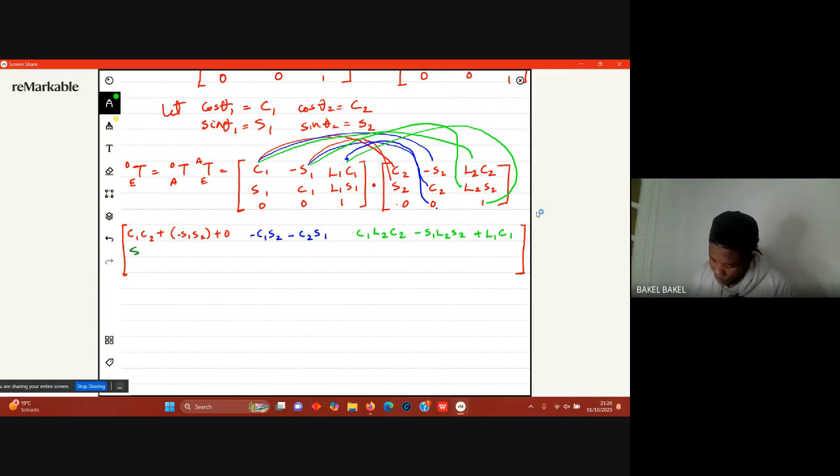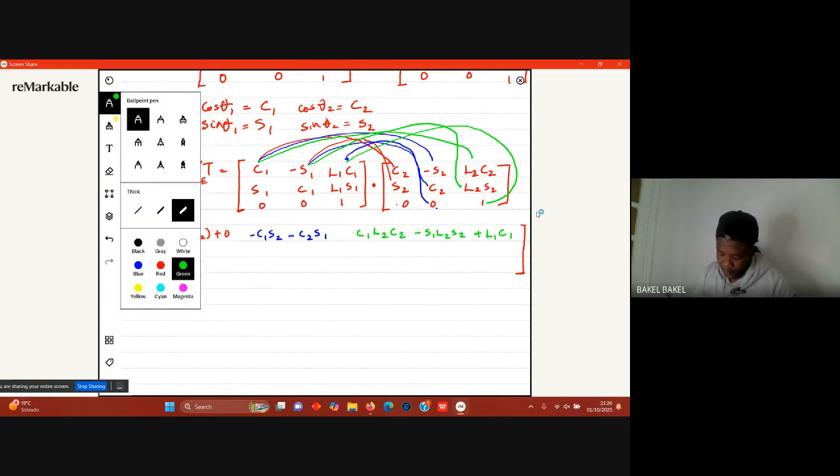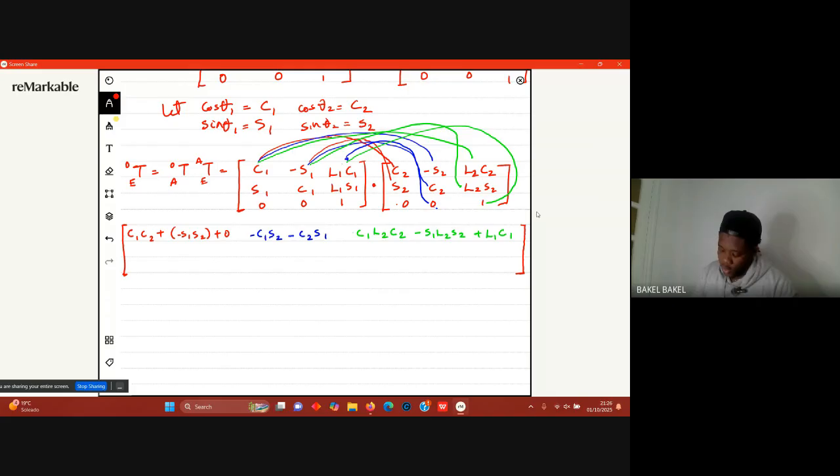Okay, so speeding up S1. Let's maintain yellow. So red. S1 C2, S1 C2 plus C1 S2 plus 0. The next one becomes S1 minus S1 S2, and then we have plus C1 C2 runs down to 0. The next one becomes S1 L2 C2, and then we have plus C1 L2 S2. The next one runs up to 1 L1 S1.